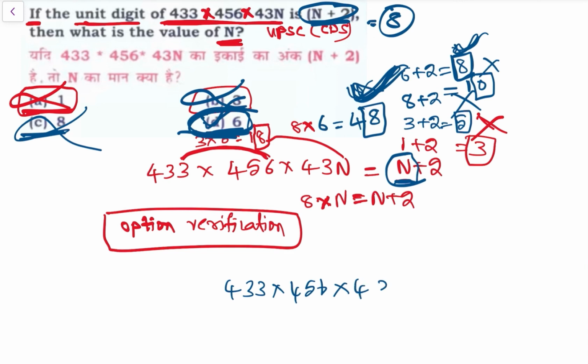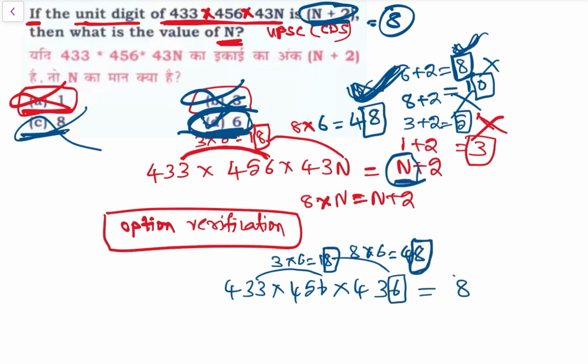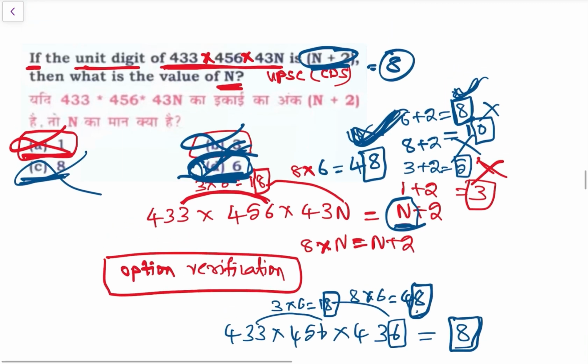So D it is. Let's check 433 into 456 into 436. So 6 is taken, so 6 plus 2 is 8, so unit digit 8 should come. That is 3 into 6 is 18, 8, then 8 into 6, that is 48, so the unit digit is 8 here. So option D is the answer. Again a good question. UPSC CSAT can also ask such a question, because it is a conceptual question.